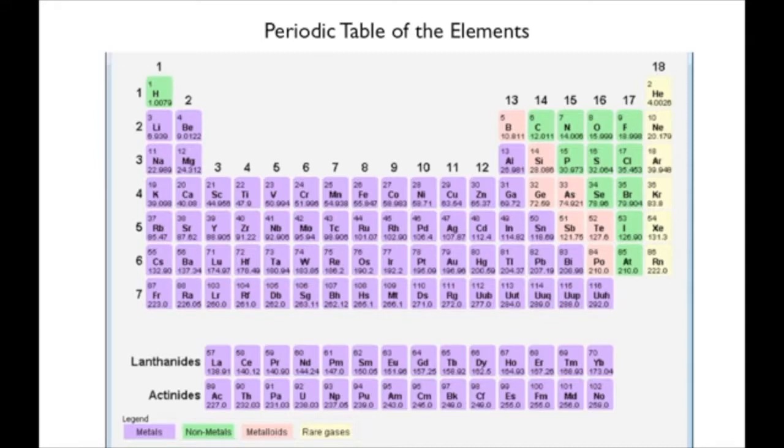Notice I didn't say if you memorize it. I do not have my students memorize any part of this table. That's what it's there for. That's why you can look it up. But you have to understand how to use it and what it means.